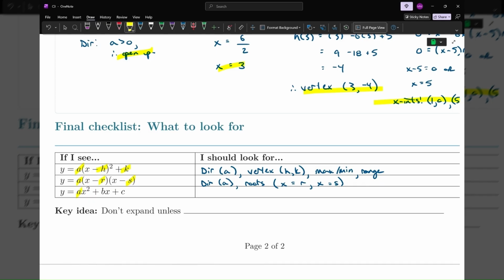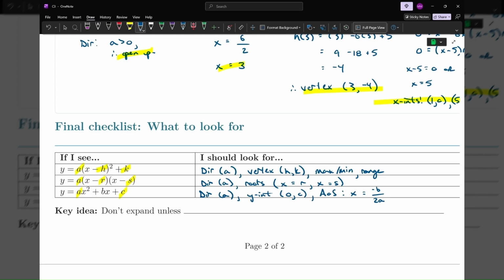Finally, standard form. In standard form, I again have the direction of opening from a. Is it positive, opening up, or negative, opening down? And I have the y-intercept, which is going to be (0, c). That's pretty much it. Now we do have, it's a little bit of work, but I will list it: the axis of symmetry is going to be x equals negative b over 2a. That is a bit of work, but then I can start working towards my vertex and my roots.